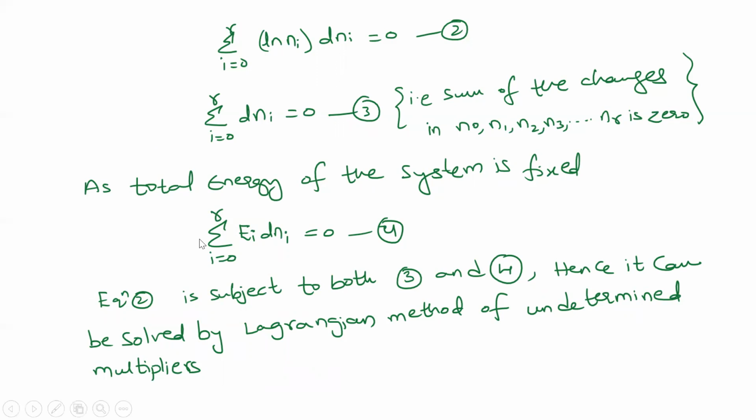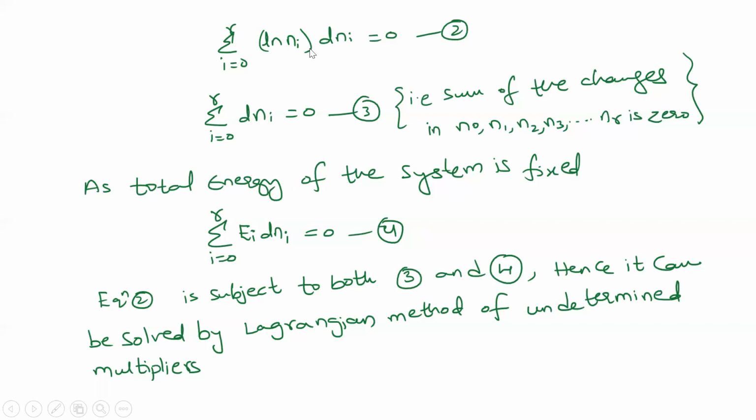And the next condition we got from the total energy of the system being fixed. That is, Ei represents different energy levels from i equal to 0 to R, that is E0, E1, E2, and so on up to ER. And dni represents the change in the number of particles at that particular energy level. For example, at i equal to 0, n equals n0, n1, so the number of particles changes at that particular energy level, and that gives us this condition.